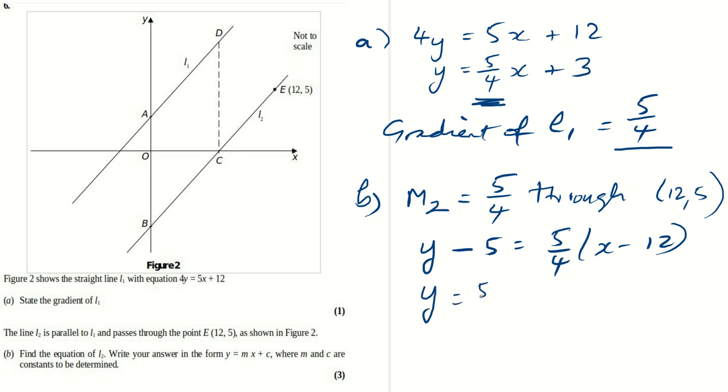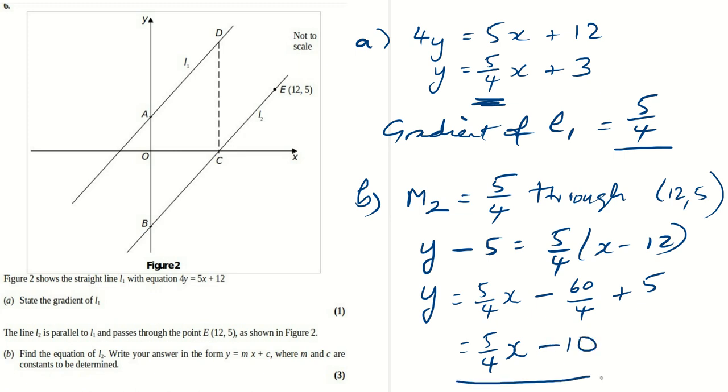So y equals 5 quarters x minus 12 fives, 60 over 4, and then plus 5. So y equals 5 over 4 x, and then that's 15, so minus 15 plus 5 is the same as minus 10, and that's the equation of line L2.